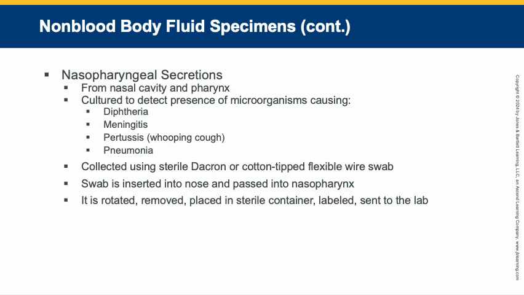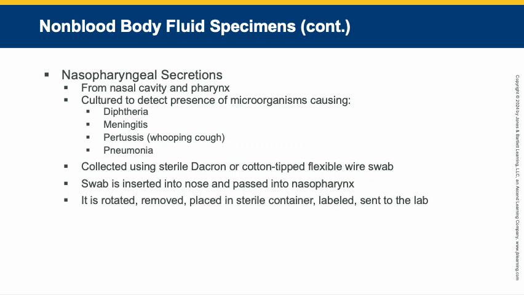Okay, nasopharyngeal secretions. This is from the nasal cavity and the pharynx. These can be cultured to detect the presence of organisms causing diphtheria, meningitis, pertussis or whooping cough, and pneumonia. These are collected using sterile Dacron or cotton-tipped flexible wire swabs. The swab is inserted into the nose and passed into the nasopharynx. It is rotated, removed, and put in a sterile container labeled and sent to the lab.